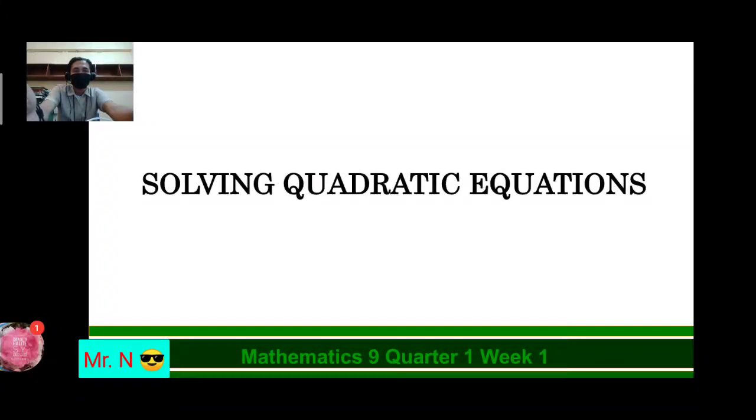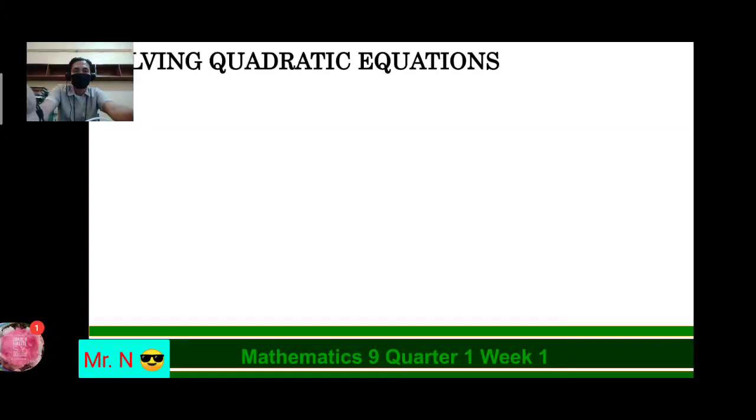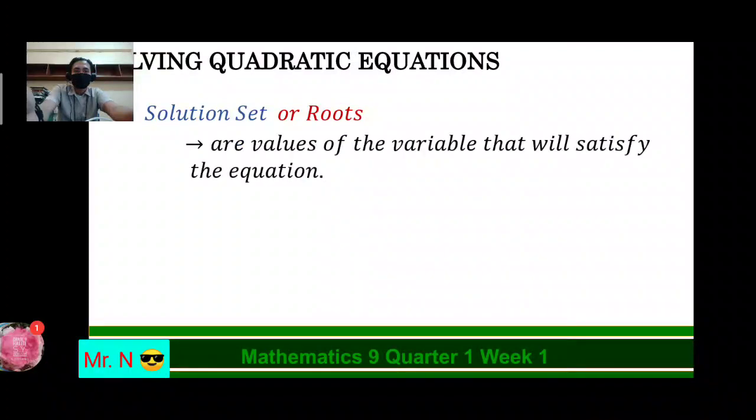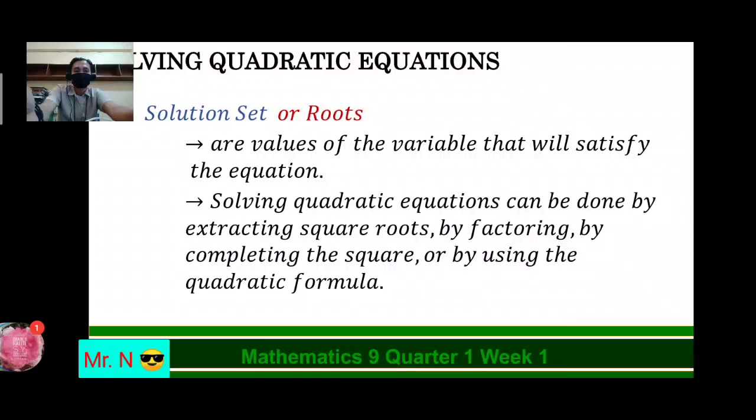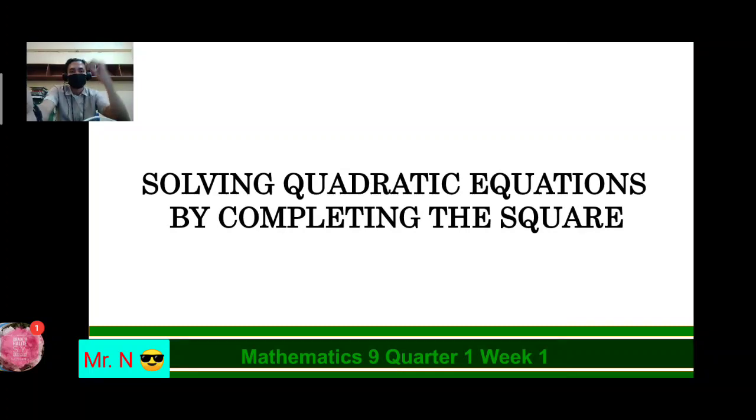So let's recall this term, solution set, or what we call the roots. These are values of the variable that will satisfy the equation, and we can solve quadratic equations by extracting the square roots, by factoring, completing the square, or by using the quadratic formula. So this time, we're going to deal with completing the square. Once again, solving quadratic equations by completing the square.